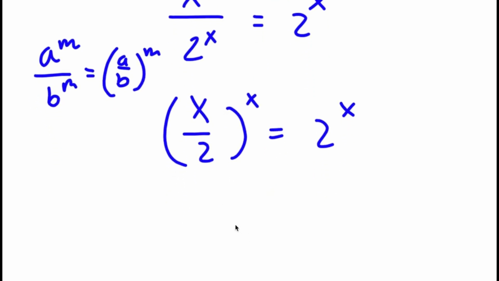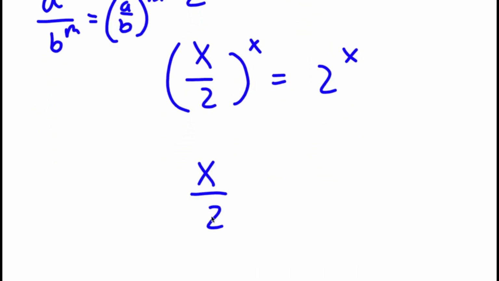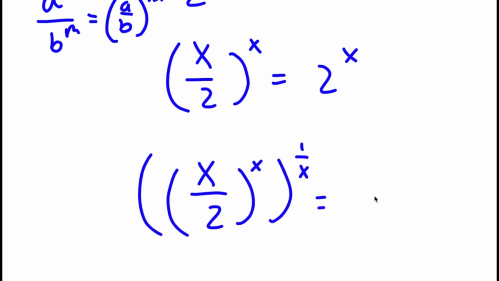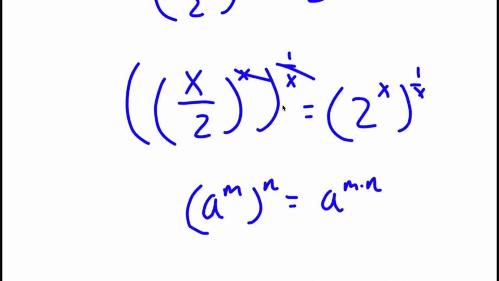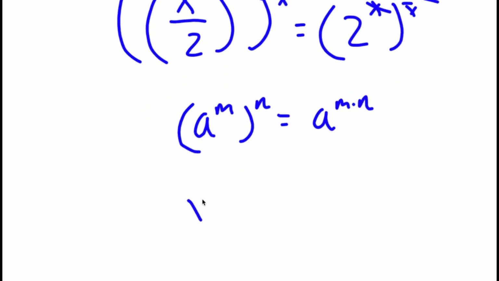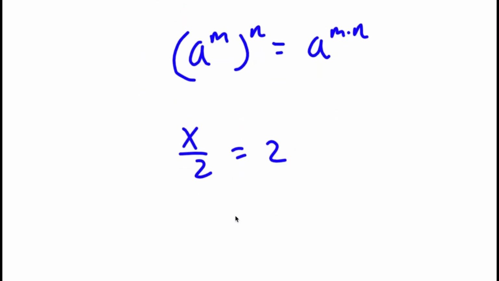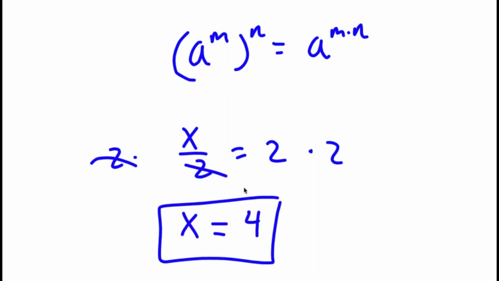Now, I'm going to take the power of 1 over x on both sides. So now I have x over 2 to the power of x to the power of 1 over x is equal to 2 to the power of x to the power of 1 over x. Remember, if I have something in the form a to the power of m to the power of n, this is equal to a to the power of m times n. So x times 1 over x, these two cancel out. And again, these two cancel out. So I'll simply just be left with x over 2 is equal to 2. Now to solve this, I'm going to simply multiply both sides by 2. These two cancel out. So on my left-hand side, I have x is equal to 2 times 2 is 4. So x equals 4 is my answer.